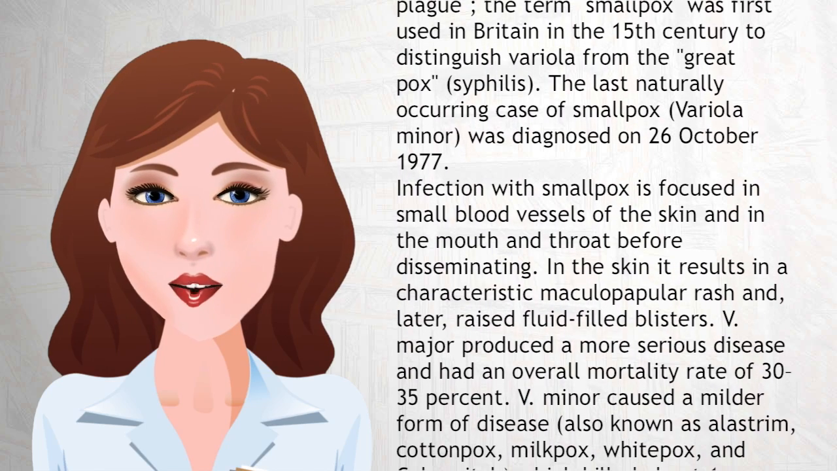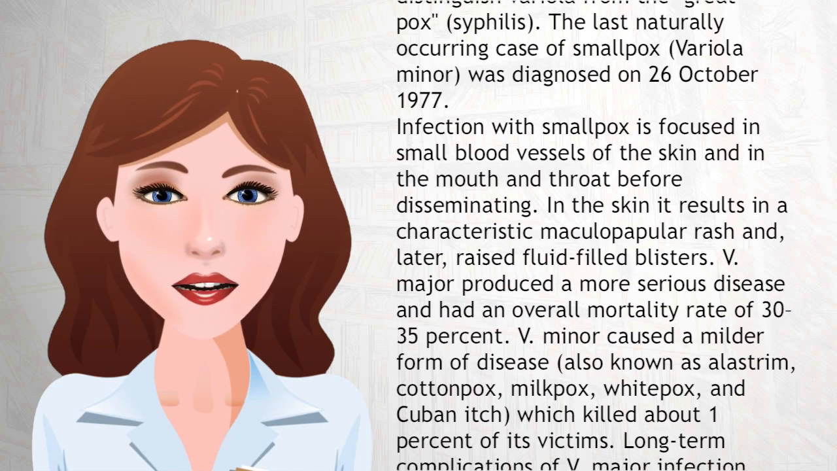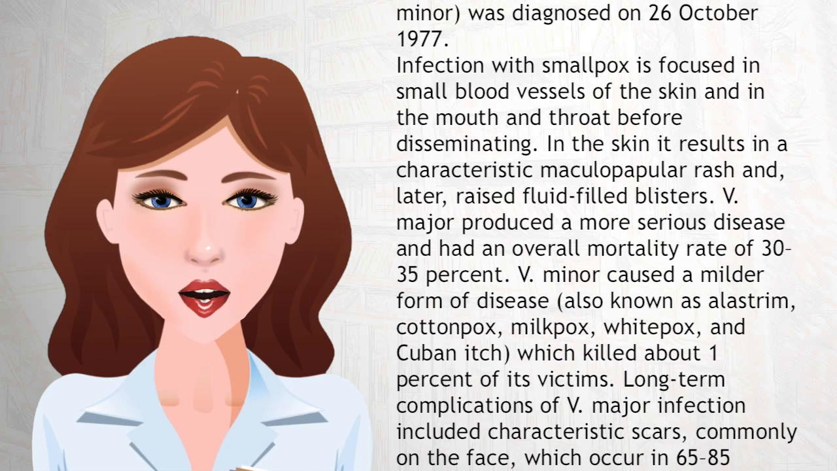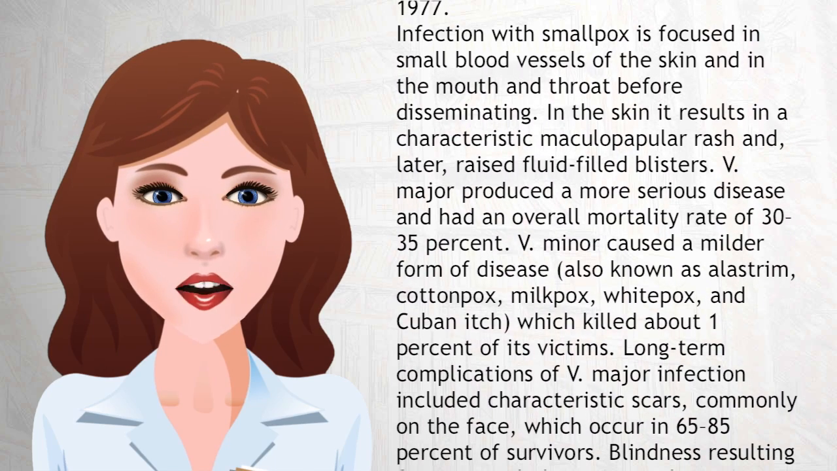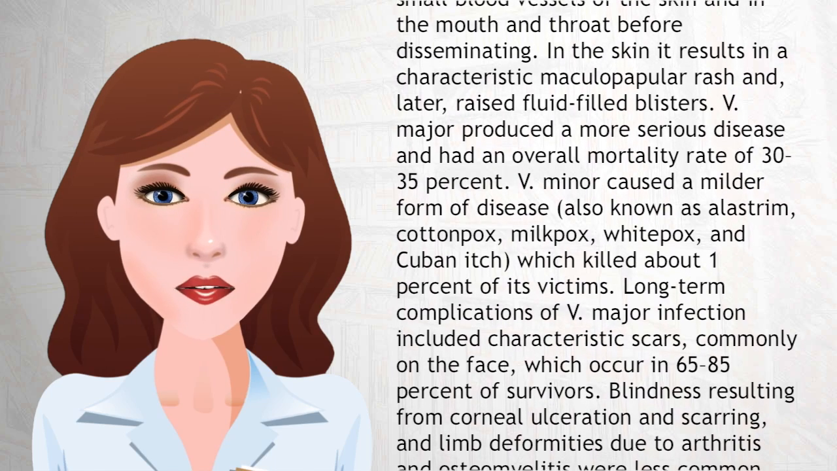V major produced a more serious disease and had an overall mortality rate of 30–35%. V minor caused a milder form of disease, also known as alastrim, cottonpox, milkpox, whitepox, and Cuban itch, which killed about 1% of its victims.